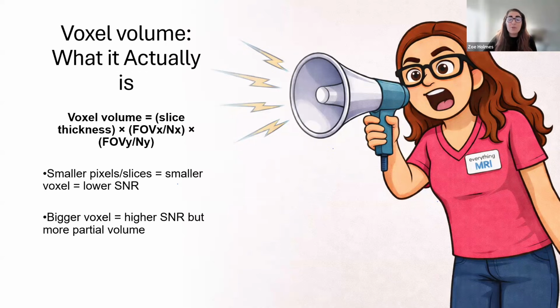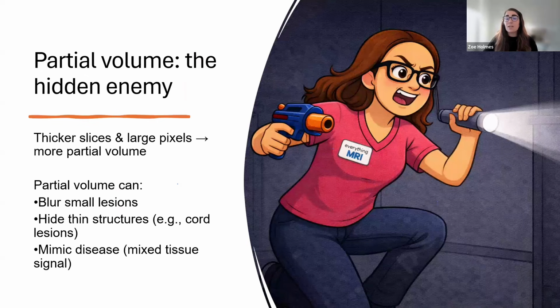So voxel volume is a lever, but clinical judgment decides if you're allowed to pull it or not. That comes back to your clinical question and what we are looking for on our scans. Do we need to keep that resolution high, or can we use larger voxel volumes? Can we use a larger slice thickness? That's going to come down to a discussion with your radiologist as well, because at the end of the day, they're the ones making a clinical judgment on the images that we're producing.